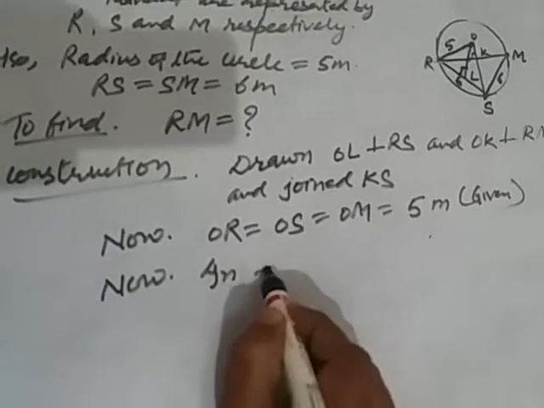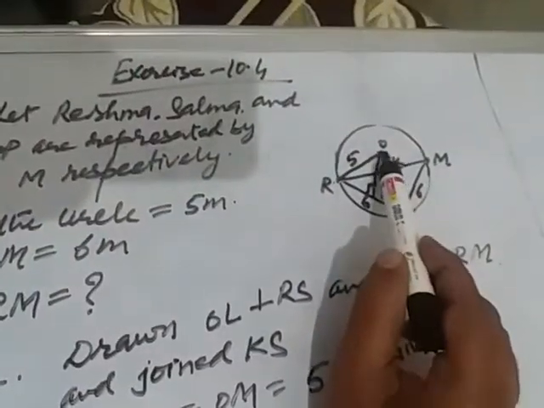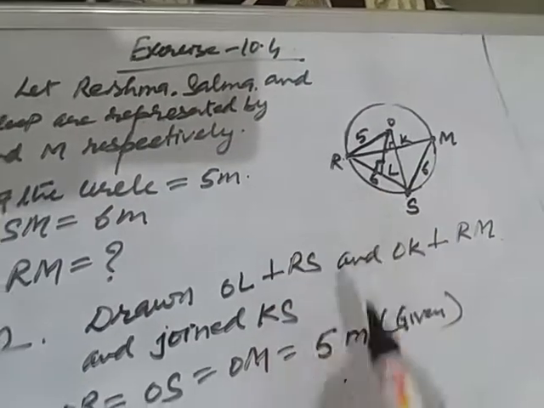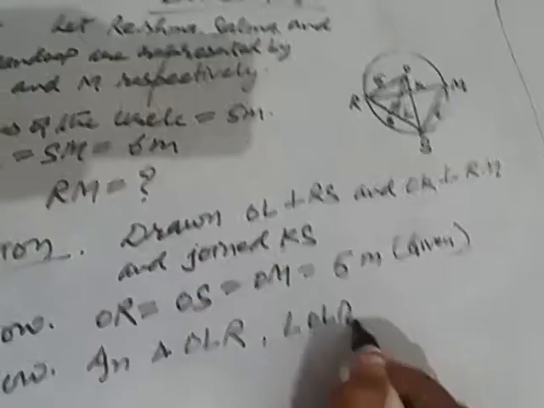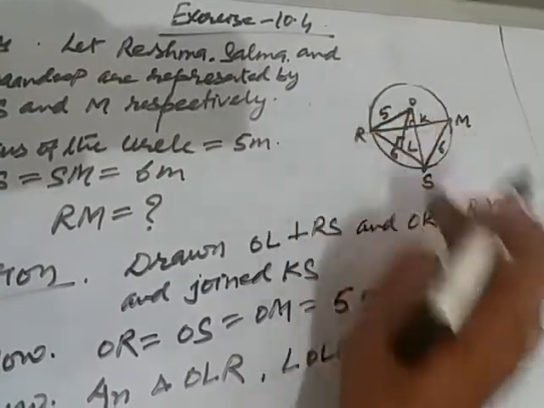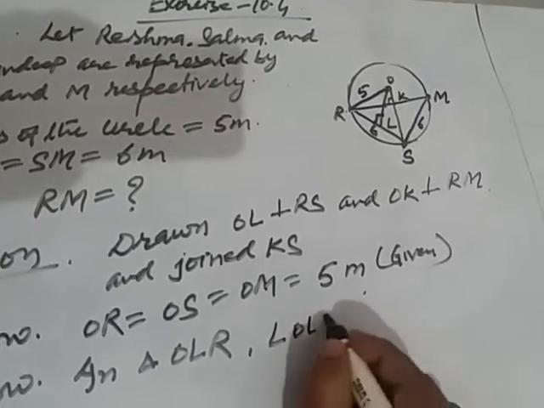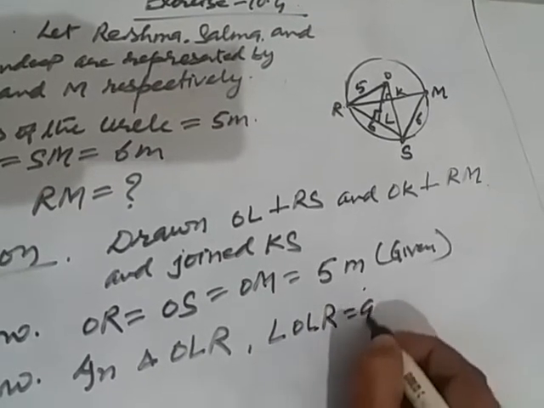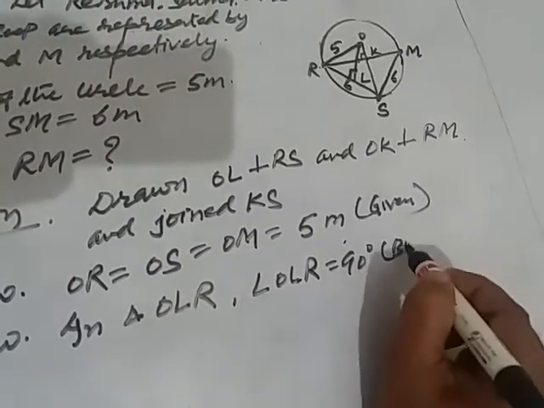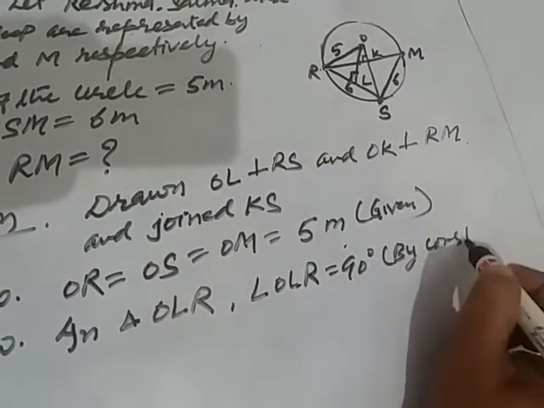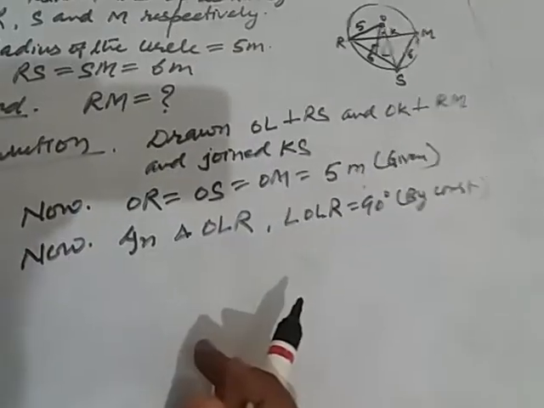Now in triangle OLR. Where is OLR? See, angle OLR, since we have drawn OL perpendicular to RS, so angle OLR equal to 90 degree. Okay, children, why 90 degree? By construction. Am I right? Because OL is perpendicular.